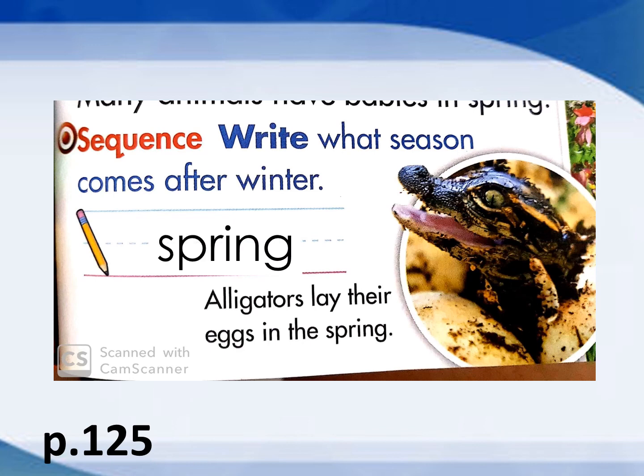Very good. So spring is the season that comes after winter. And remember that during this season, it starts to get warm. Many plants grow and animals have their babies. Just look at this example of this animal. It's an alligator. It starts to lay its egg during the spring season.